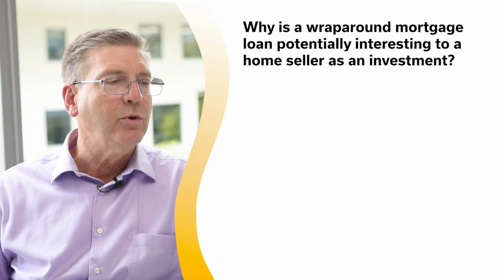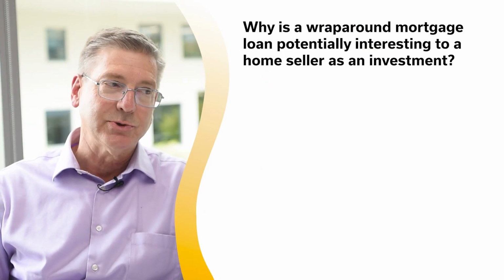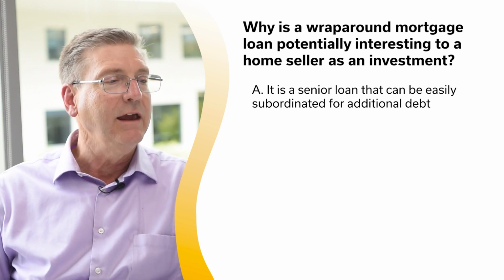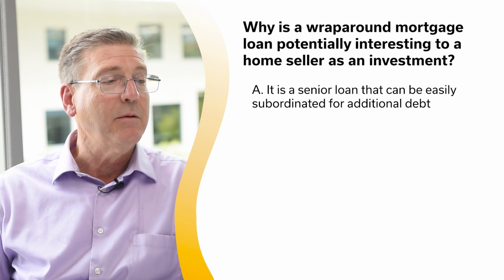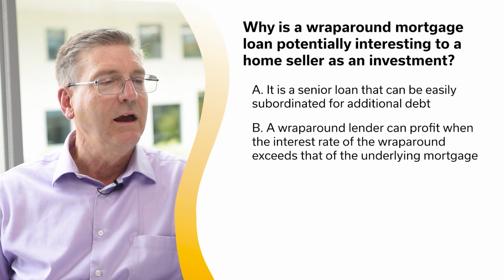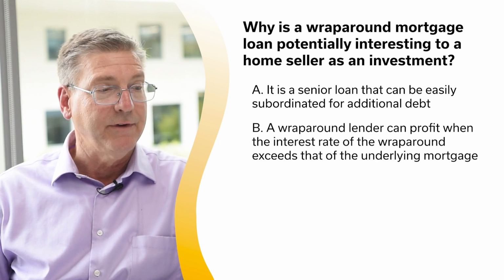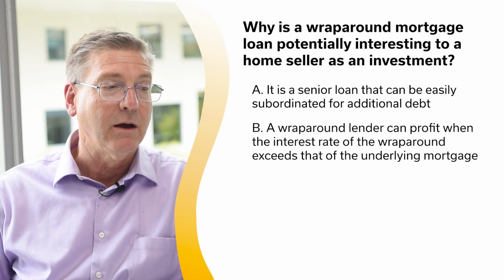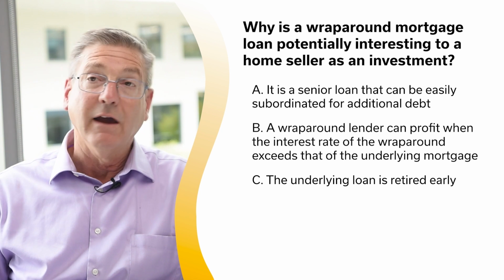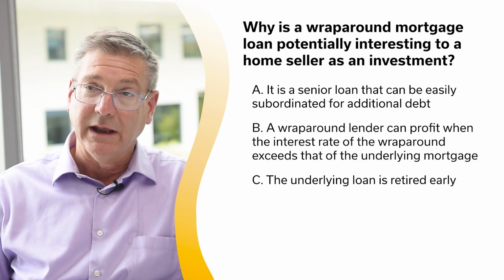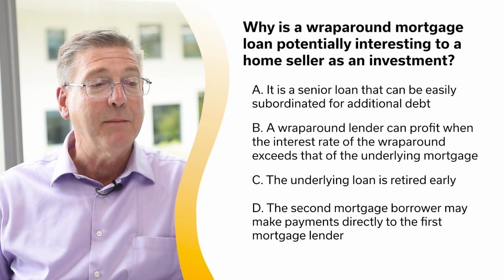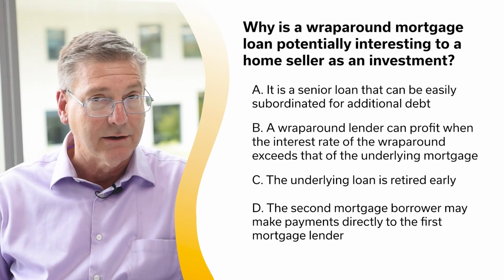Why is a wraparound mortgage loan potentially interesting to a home seller as an investment? A, it is a senior loan that can be easily subordinated for additional debt. B, a wraparound lender can profit when the interest rate of the wraparound exceeds that of the underlying mortgage. C, the underlying loan is retired early. Or D, the second mortgage borrower may make payments directly to the first mortgage lender.